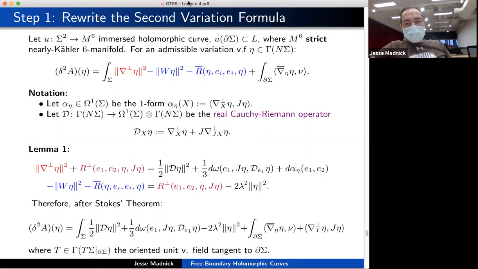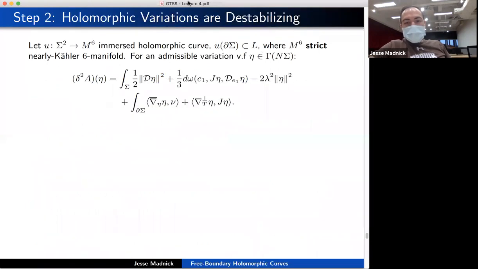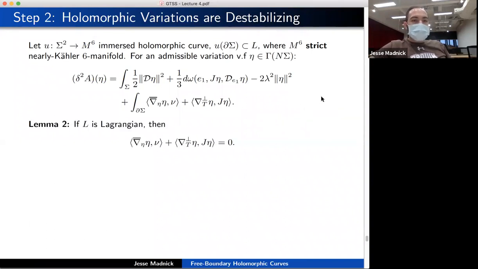But what's annoying us is this boundary integral, right? This boundary integral is a problem, and we need to deal with it somehow. And sort of a miracle is, I don't know if it's quite a miracle, but something that's very nice is that the triple of conditions, the trinity of conditions, Nearly-Kahler together with holomorphic curve, together with Lagrangian, those three together imply that the boundary term goes away.